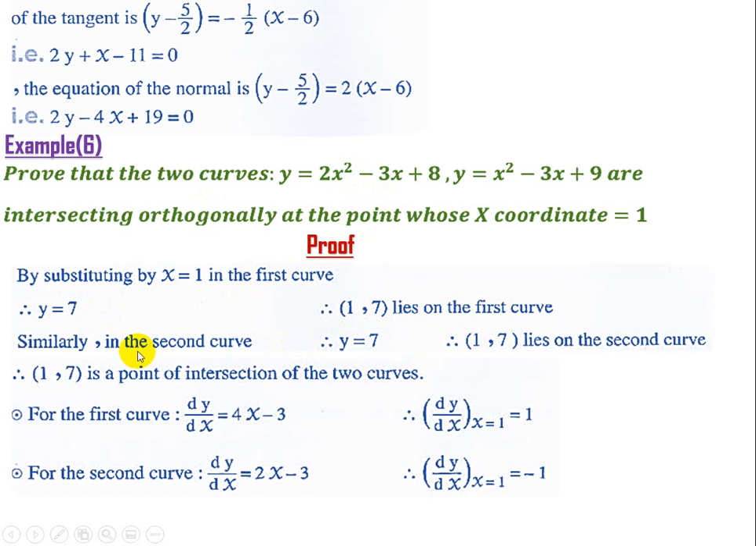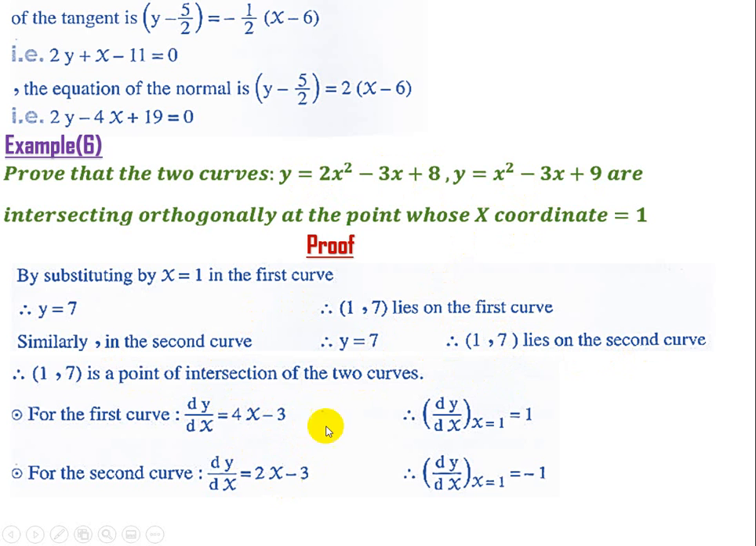Similarly, in the second curve, by substituting x equals 1, y equals 1 squared minus 3 times 1 plus 9, so y also equals 7. So the point (1, 7) lies also on the second curve, so (1, 7) is the point of intersection of the two curves. I will get the first derivative dy by dx for the first curve and the second curve. From the first curve it will be 4x minus 3, from the second curve 2x minus 3.